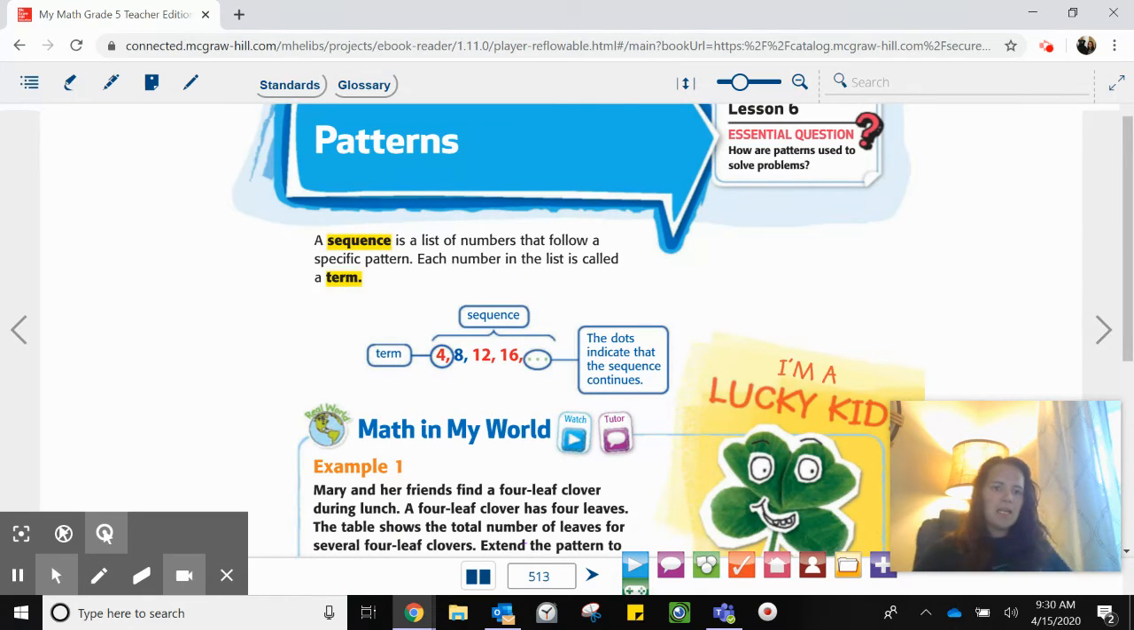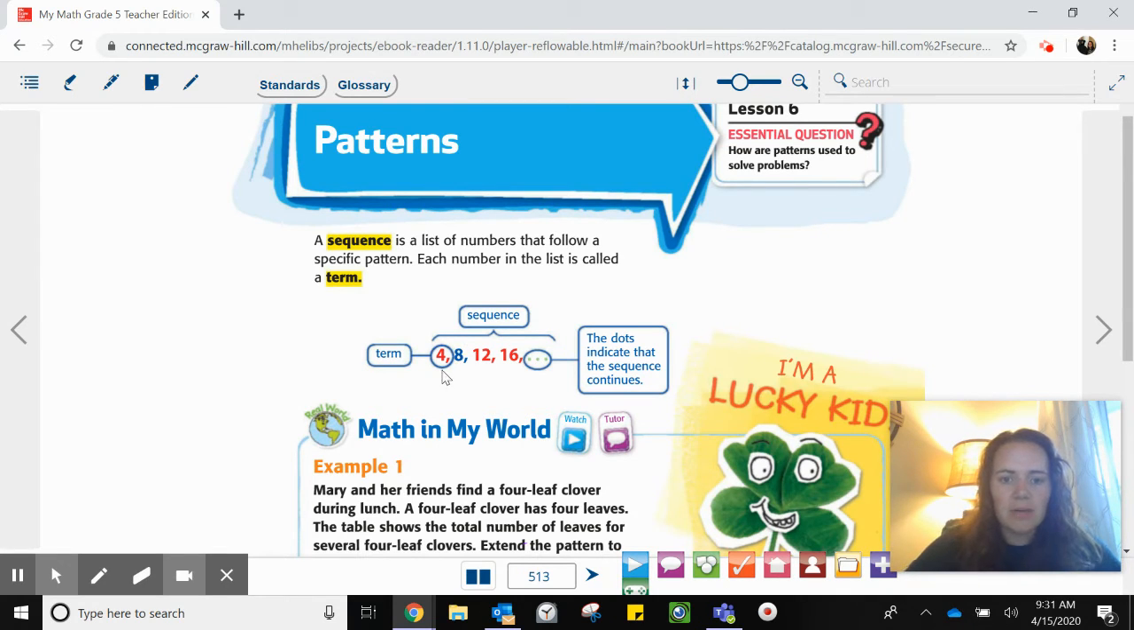All right. So now, instead of looking at figures or drawings, we're going to be looking at just the numbers and figuring out what's going on. So a pattern, the vocabulary words that we'll be using are a sequence and a term. A sequence is a list of numbers that follow a certain rule, and each number within that sequence is considered a term. So you can see that 4 is a term, but 4, 8, 12, 16 is the sequence. And we use the ellipsis to show that that pattern is going to continue on.